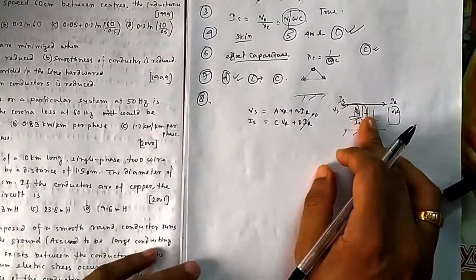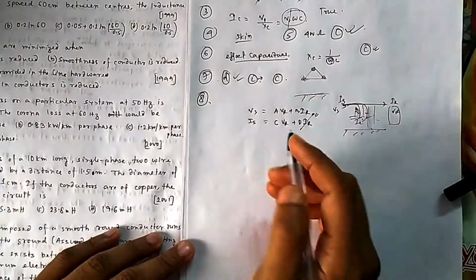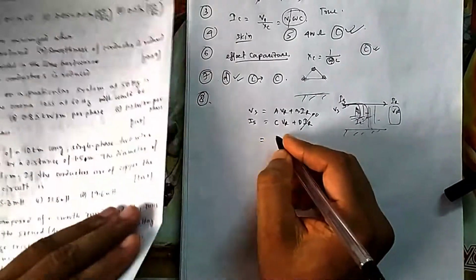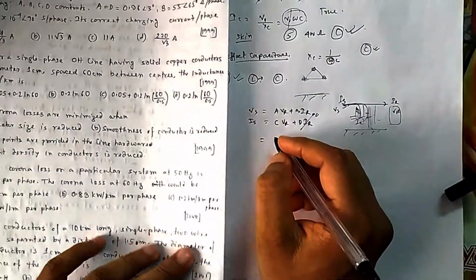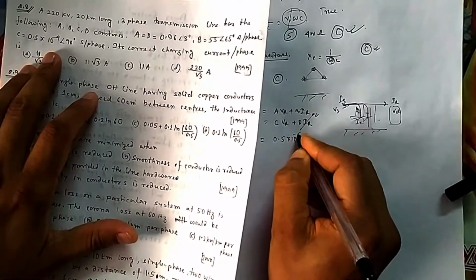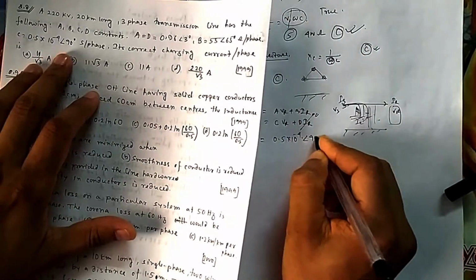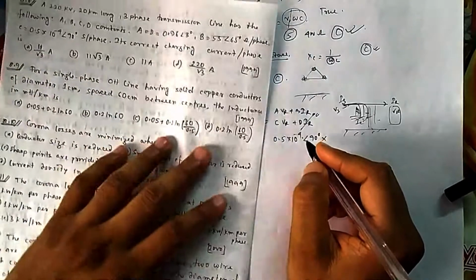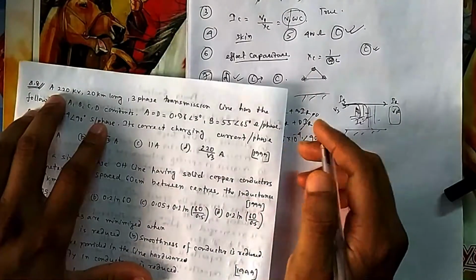So these capacitors are charging. So that is the charging current. So your IS will be equal to C into VR. What is your C? C they have given is 0.5 into 10 to the power minus 4 at an angle of 90 multiplied by VR. What is your VR? 220 km long.